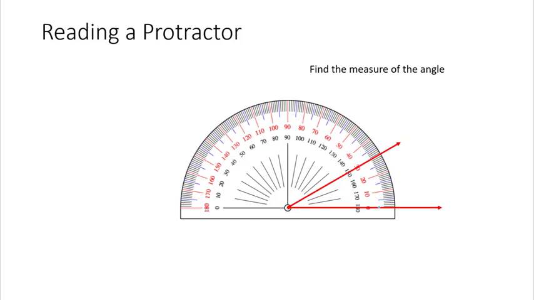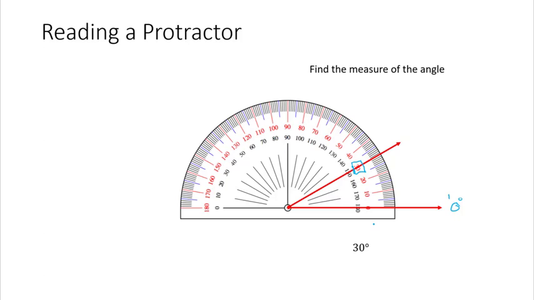So here, this beginning point is like 0 degrees. We start here at 0 and work our way around. So 0, 10, 20. Notice it falls right here on 30 degrees. So the measure of this angle would be 30 degrees.